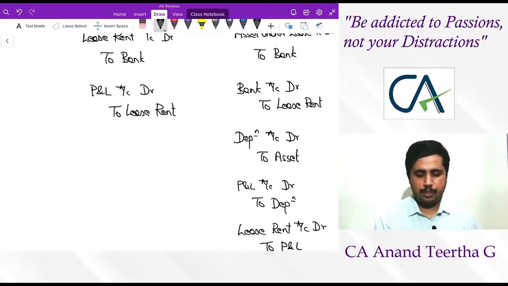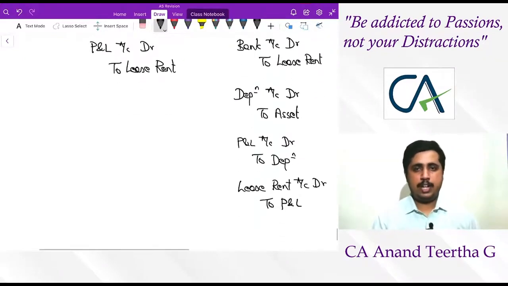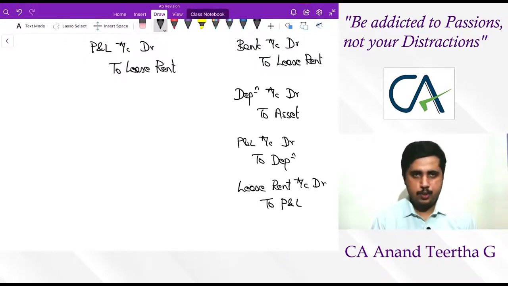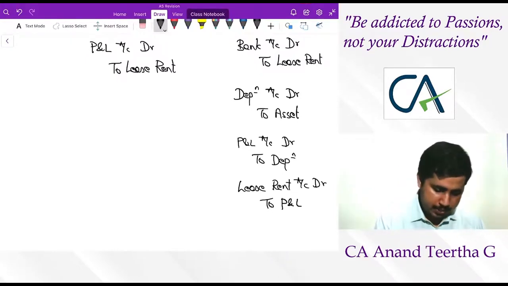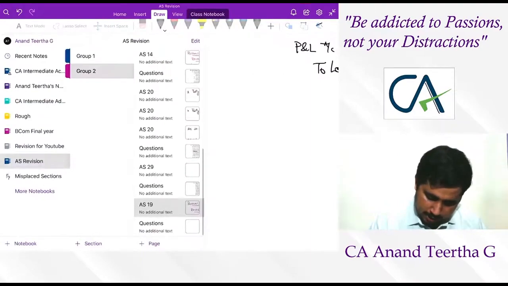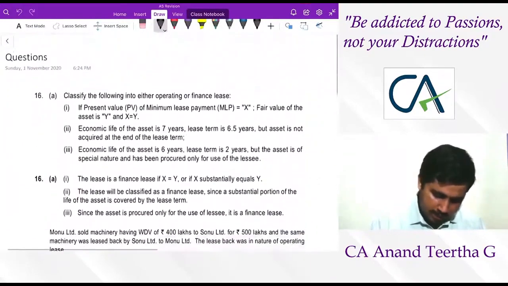So once before going for the exam, glance this up. If at all they ask for the entries, you would already know what should be done. Okay, so with that, all the theory segment of AS 19 is over. Now let's quickly look into certain problems, and once that is finished, we will try to end this standard.